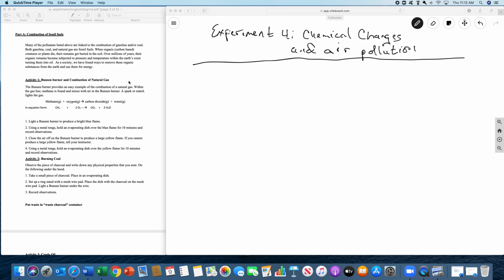So let's just kind of go through each activity. I've included the background in this document on the left and the procedures for reference, although you don't really need to do much with the procedure, and then there will of course be a data sheet.